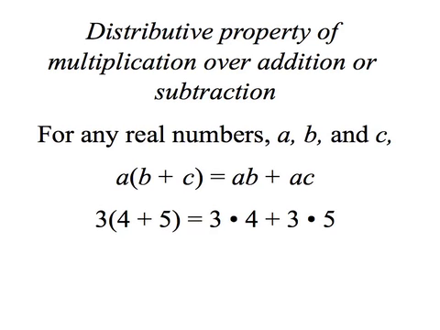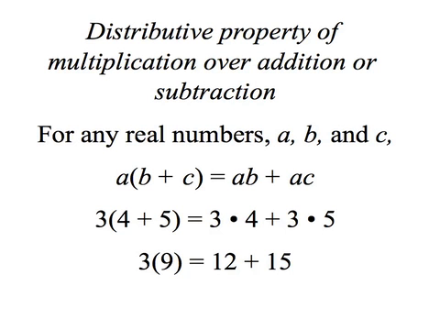Demonstrations are in order. On the right side, we have 3 times the sum of 4 and 5. And on the left side, we have the sum of the two products. The first product is 3 times 4, and the second product is 3 times 5. The left side is the way we've learned it with order of operations. Do what's in the grouping symbols first. 4 plus 5 is 9, and we end up with 3 times 9.